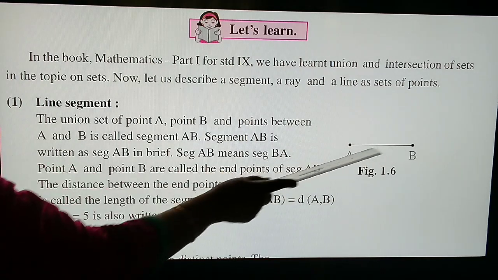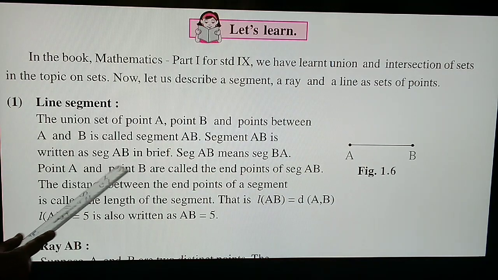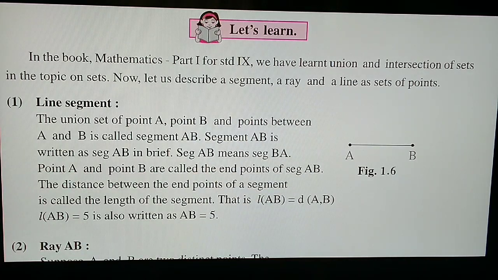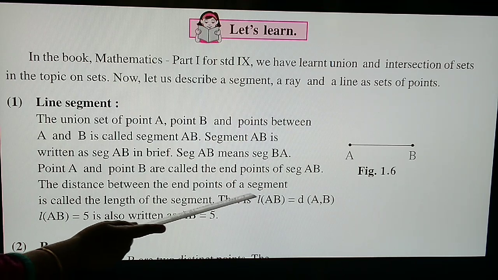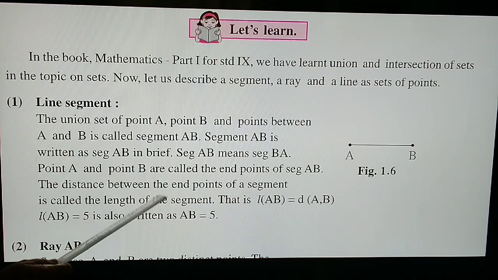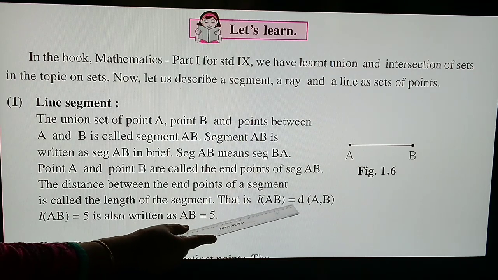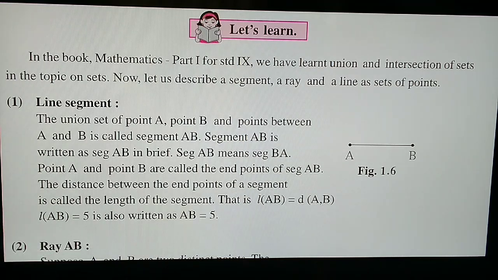AB means BA. So points A and B are called the endpoints of this segment. The distance between the endpoints of a segment is called the length of the segment. We also write it this way: length of AB is equal to distance AB, the same. So length of AB equal to 5 is also written as AB equal to 5.